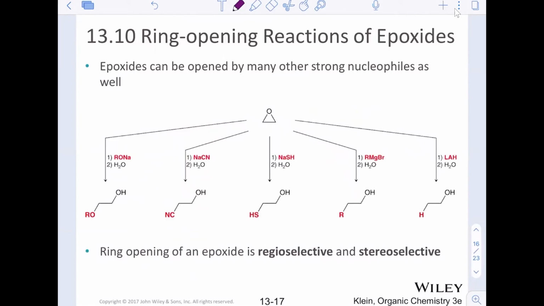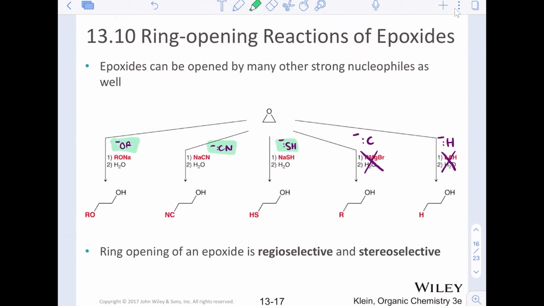Epoxides can be opened by any of our strong nucleophiles that we saw before. O minuses, CN minus, SH minus, all of these were our nucleophiles from chapter 7. We are not going to discuss Grignard reagents, so you do not need to know about those carbon nucleophiles, and we are not going to discuss the hydride reagents. They are reactive. Carbon minus is reactive and H minus is reactive, but I'm going to stick with the nucleophiles that we had already established for ourselves in chapter 7.